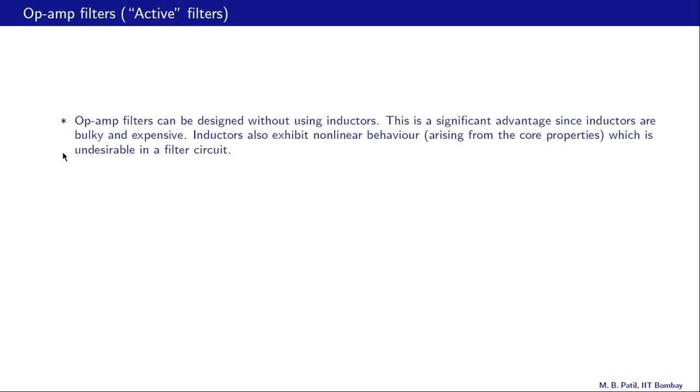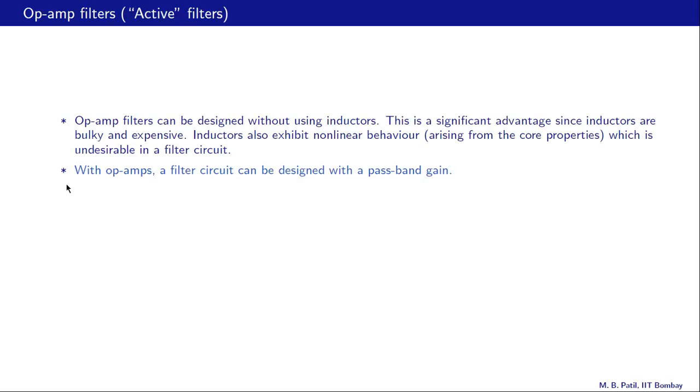Let us now discuss op-amp filters, also called active filters, as opposed to passive filters which use resistors, capacitors, inductors. Op-amp filters have certain advantages. They can be designed without using inductors, so that is a significant advantage because inductors are bulky and expensive. Inductors also exhibit non-linear behavior which arises from the core that they use, and that is undesirable in a filter circuit.